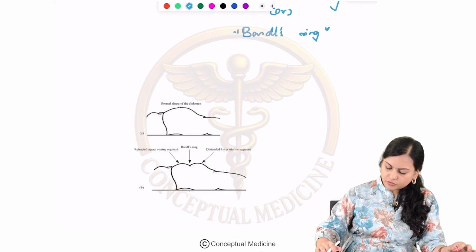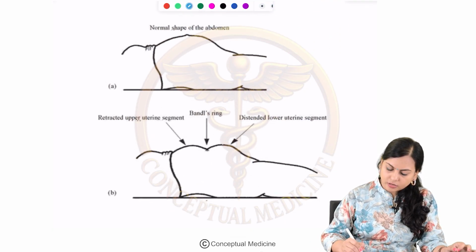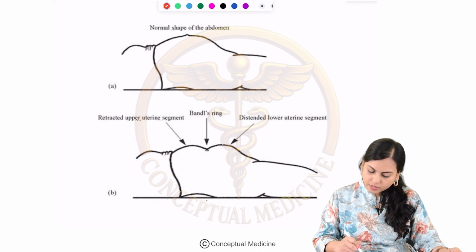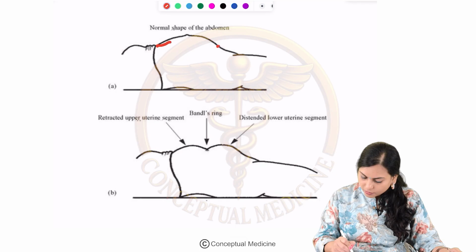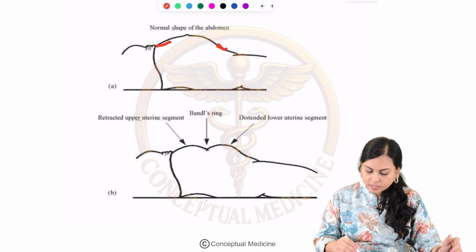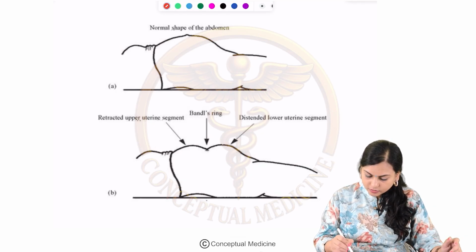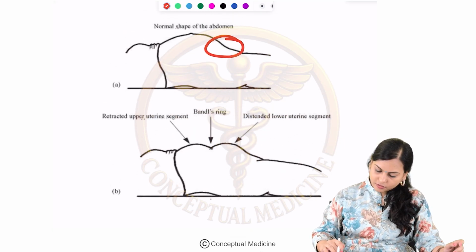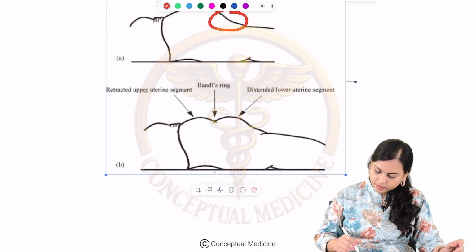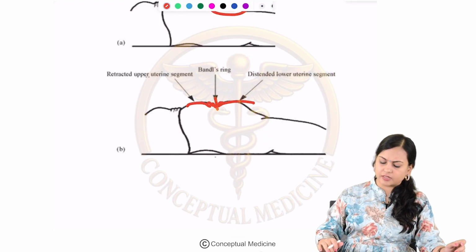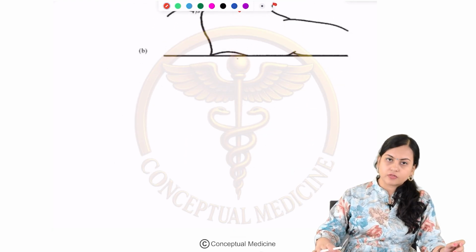Okay. So this is the picture for better understanding of these terms. So this is the normal shape of the abdomen. You are able to see a small depression here, but it is not that much significant, right? So I'll just mark it like that. Whereas if you see over here, the upper segment and distended lower uterine segment are separately seen with some deeper depression. So this is known as a Bandel's ring.